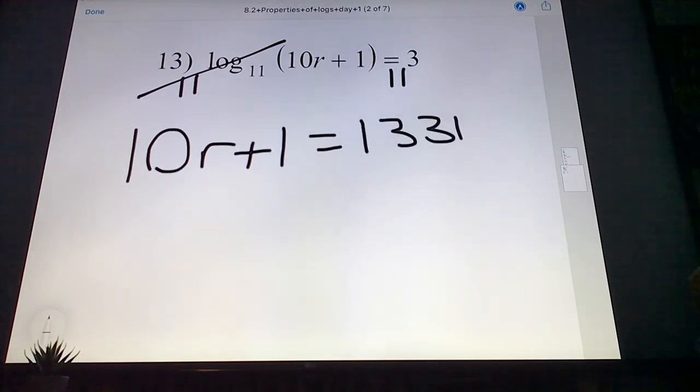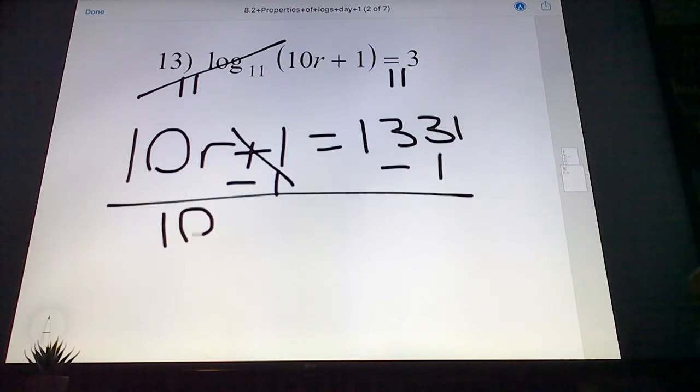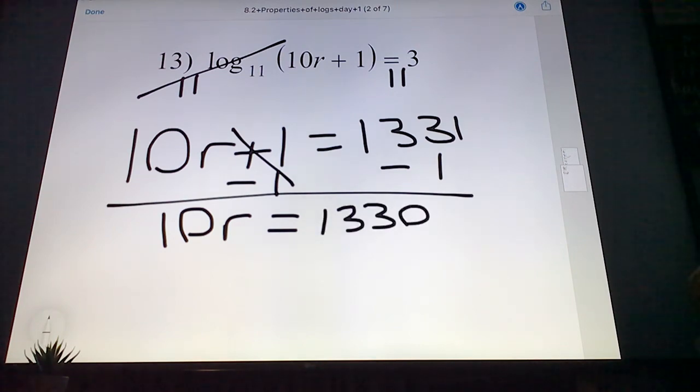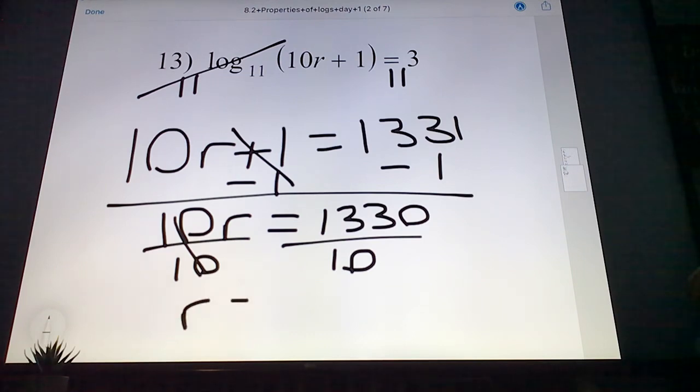Okay, and so that's going to give me 331. Okay, and then what do we move first, the 10 or the 1? Okay, we're going to subtract 1 first. So I got 10r equals 1330. And then we're going to divide by 10. And so that's going to be r equals 133.